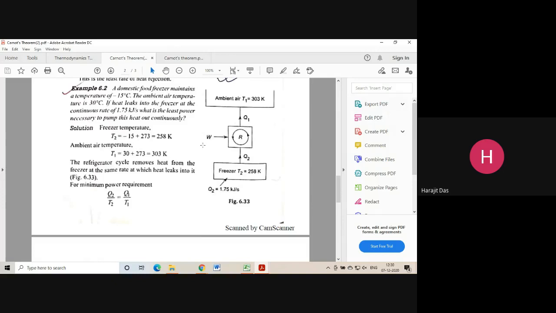Okay, isn't it? This will be found only when this Q1 amount of heat is known, because Q2 is already known, this much it is given. So W depends on Q1 also, it depends on Q1 and Q2. So if we can somehow find out this Q1, we will be able to find out the external power necessary to pump this heat out continuously. So I think this diagram is clear to you now. And from this relation Q2 upon T2 equals Q1 upon T1, we can find out the value of Q1, because Q2 is given, T2 is given, T1 is given. So what is Q1?